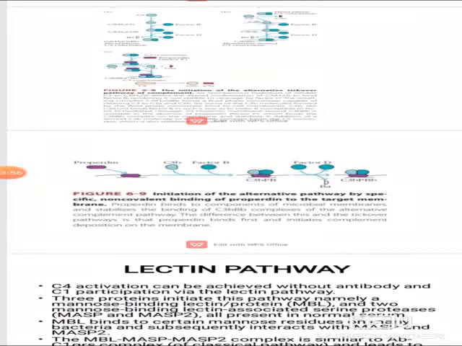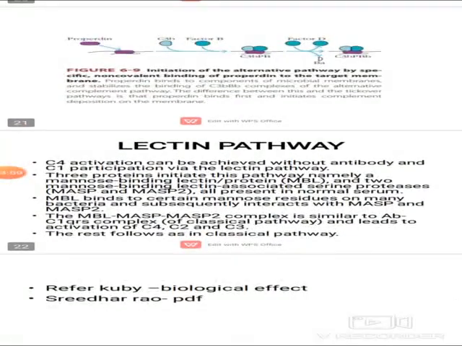And next is the lectin pathway. C4 activation can be achieved without antibody and C1 participation via the lectin pathway. Three proteins initiate this pathway, named MBL, MASP and MASP2, all present in the normal serum. We have introduced this MBL, MASP, MASP2 in the complement component materials. So MBL binds to certain mannose residues on many bacteria and subsequently interacts with MASP and MASP2.